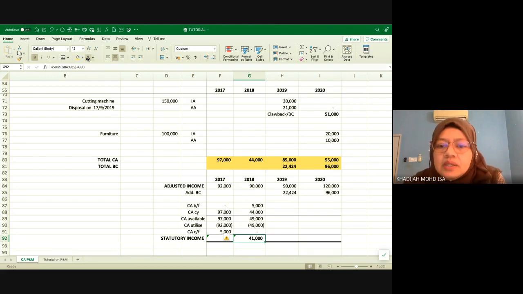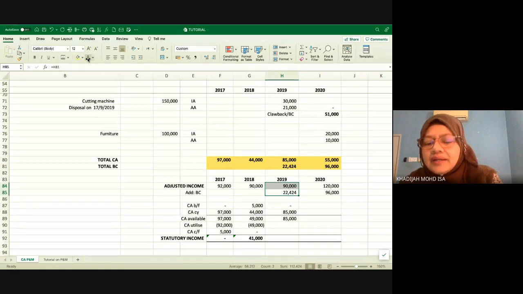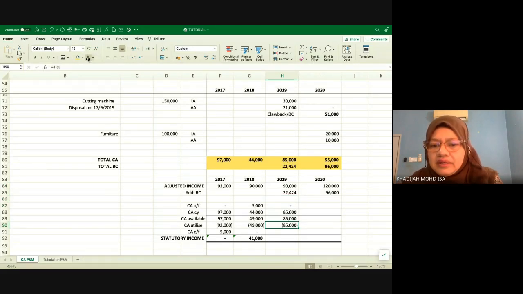Clear? All right. So when you go to 2019, you have a brought forward figure of 0. You don't have anything, but current year, how much do you have? You have 85,000. So how much is available? 85,000. How much are you going to utilize? You have income of 90,000 plus a balancing charge of 22,424. So total here is already 112,000. How much are you going to utilize? Use everything that you have, in order to reduce your tax liability. Because you utilize everything, there's nothing to be carried forward.